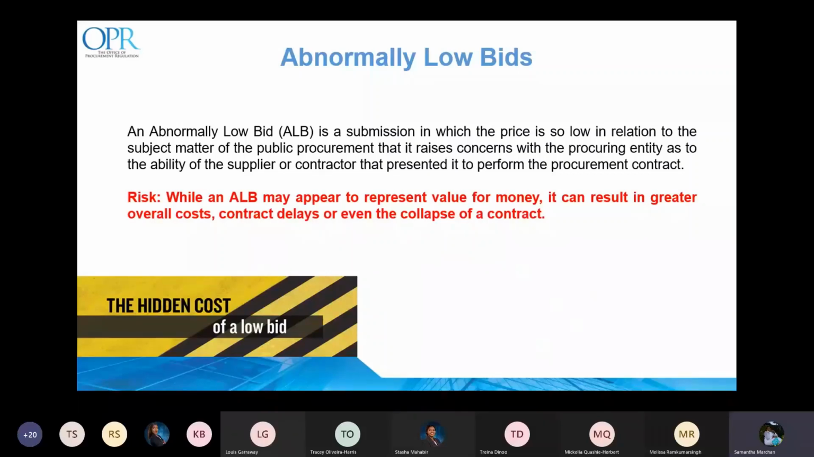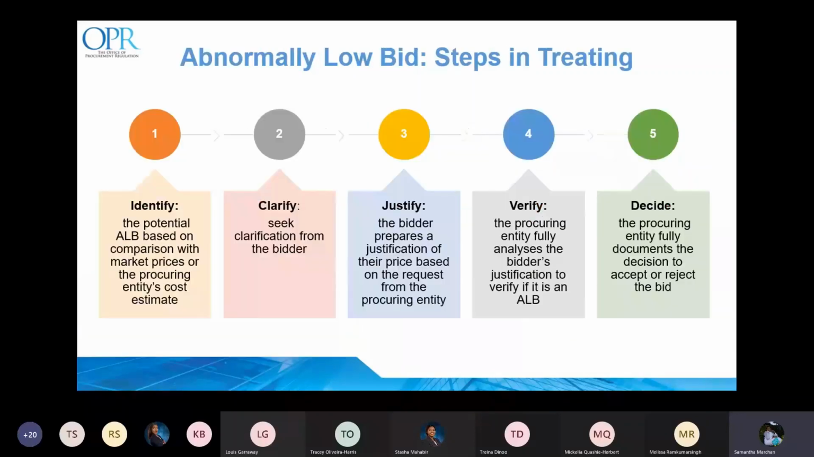Firstly, you must identify whether the bid is or has the potential to be an abnormally low bid based on market prices or the procuring entity's cost estimate. For instance, if the bid price is 20% or lower than the procuring entity's cost estimate, the procuring entity should clarify the bid price with the bidder, which leads us to the second stage.